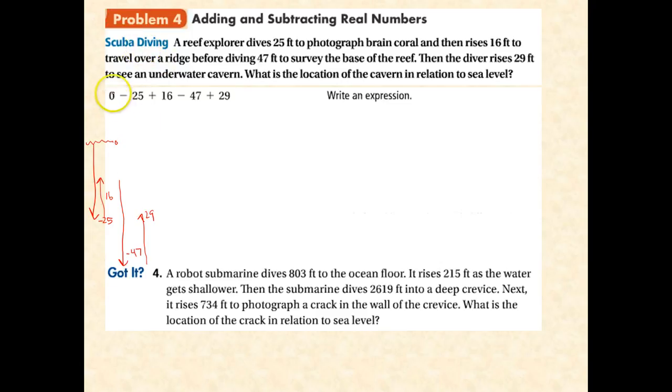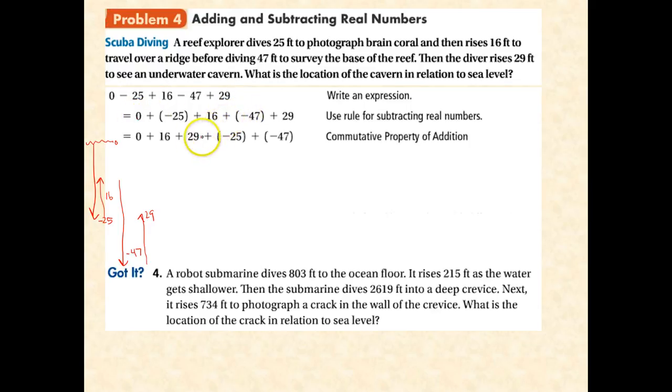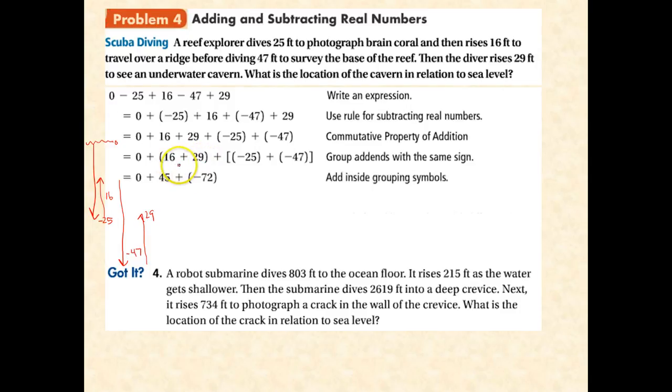So here's our expression. 0, where we started, minus 25, that's down 25, plus 16, we went up 16, minus 47 plus 29. There's our expression. Then we use the rule for subtracting real numbers, adding opposites. Then we can use the commutative property to move the negatives to the end and the positives over here. Then we can use the associative property to put together addends that have the same sign. Then we can actually add those.